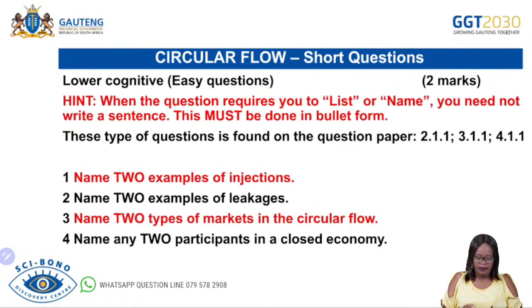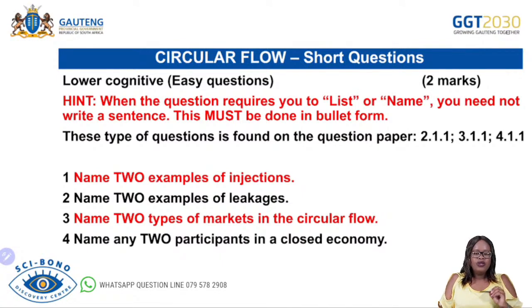Now, moving on, we are still under short questions. Good people, now I'm going to be talking about the lower cognitive questions, which may also be referred to as your easy questions. Usually these questions carry a weight of about 2 marks. These questions may come in with keywords such as list, name, give, state, etc. You need not write a full sentence there. What you need to do is just name using maybe 1 or 2 words, depending on which concept you're supposed to be talking about.